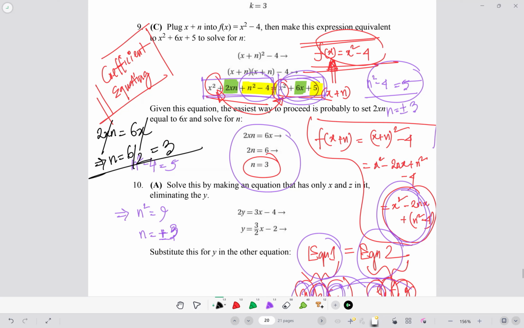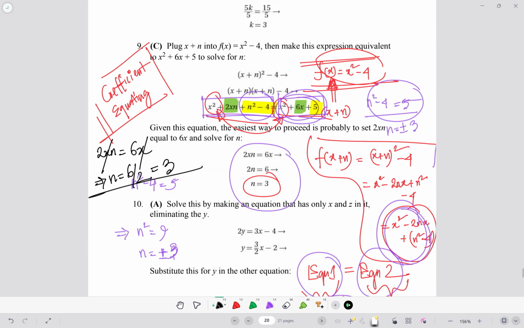I have just taken n squared minus 4 equals 5 just to be assured that I'm gonna get the same answer, whether I take the coefficient of a, b, or c, whatever it is. I'm just gonna be sure that if I work with this green region, I'm gonna get the exact same answer as if I work with the yellow region too. This is it. That's it.